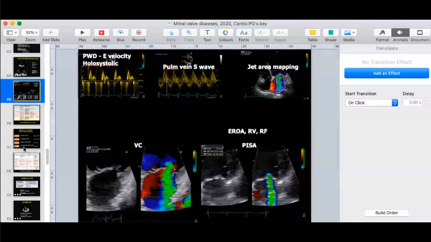Absolute jet area cutoff for severe jet MR? Area. It is somewhere around 10 centimeters squared. More than that is severe.